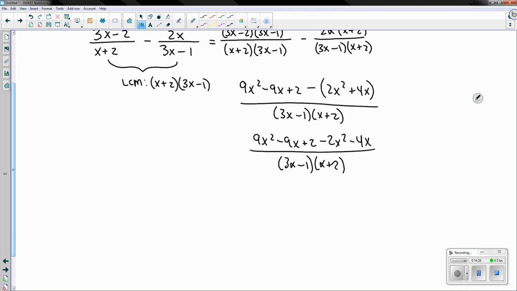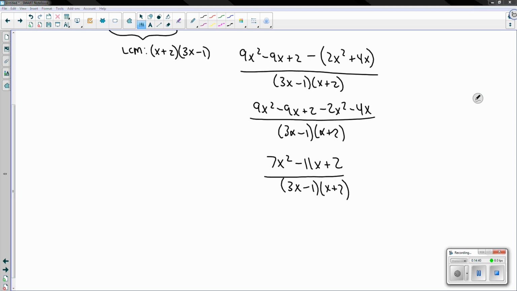And combine like terms. And then let's look to simplify our final answer. So could we factor this numerator any further?